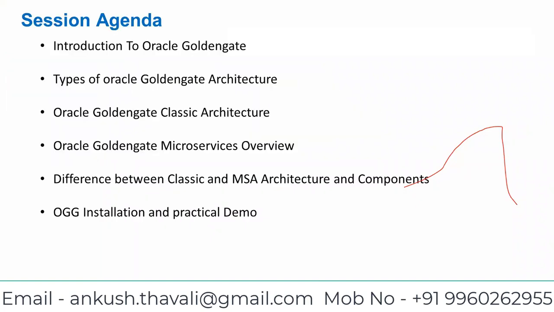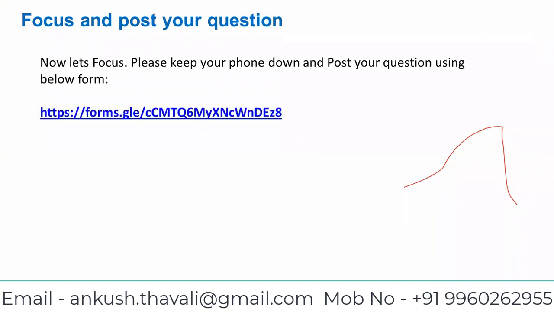Today's session agenda includes introduction to Oracle Golden Gate. What are different types of Oracle Golden Gate architecture? In Oracle Golden Gate, you have two types of architecture, classic and microservices. We'll discuss what is classic architecture, what is microservices architecture, what is the difference between the two, and what are different components. Then we'll discuss Oracle Golden Gate installation, and if time permits, I'll show you the practical demo of it.